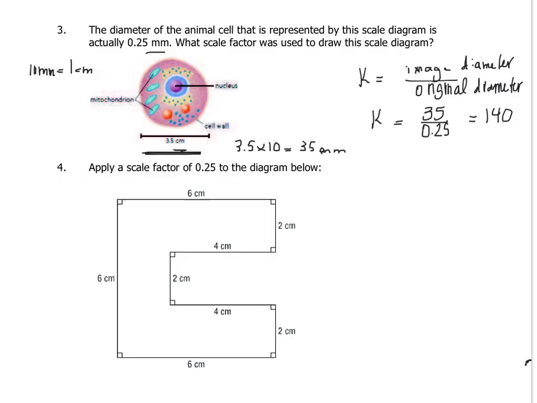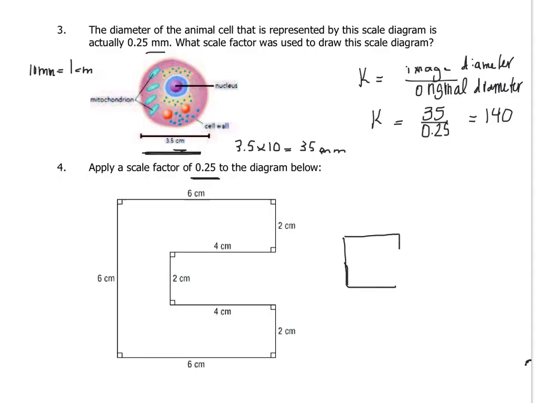What we have here, the image that we have, is an enlargement of the actual cell. The next example says to apply a scale factor of 0.25 to the diagram below. So we're applying a scale factor of 0.25 to each side in this diagram. We would actually be reducing the diagram because the scale factor is less than 1. And all we need to do is take each of the sides. So I'm just going to draw a smaller one just to represent.